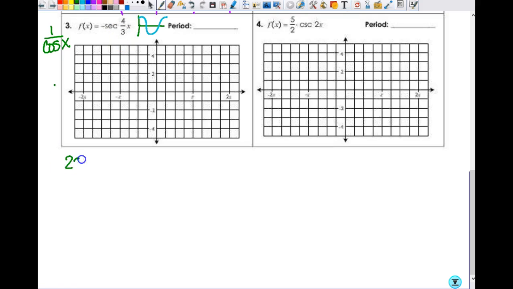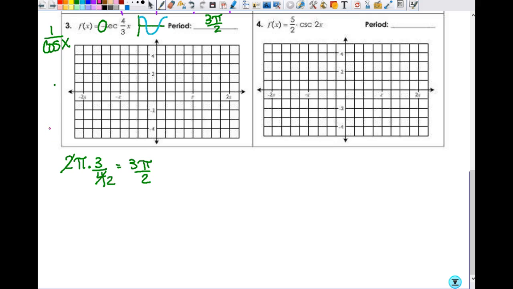It's 2 pi times what? 3 over 4, which is 3 pi halves, right? So it's 3 pi halves. Do you have a vertical stretch or compression? No, but you do have this negative sign. Those can be tricky. Pay attention to them, okay? So then we have, here's where we're going to start.